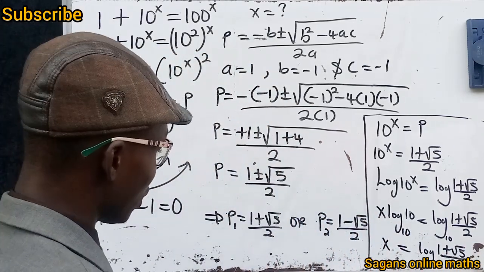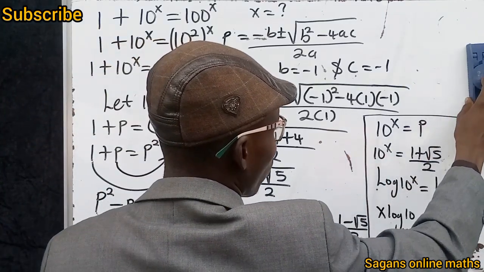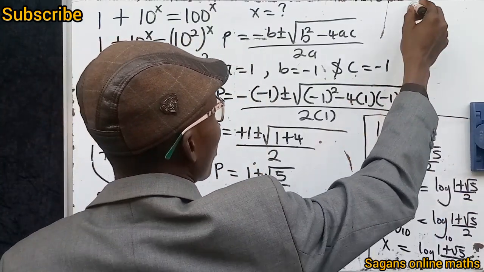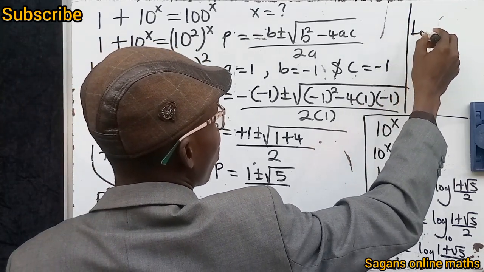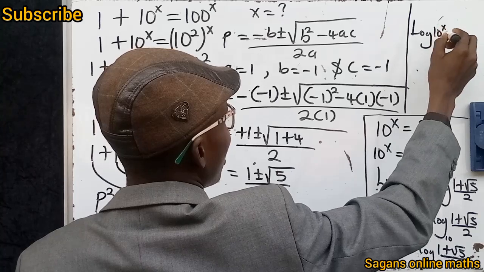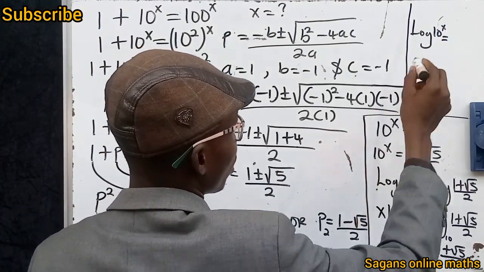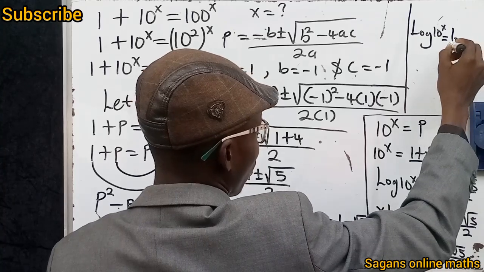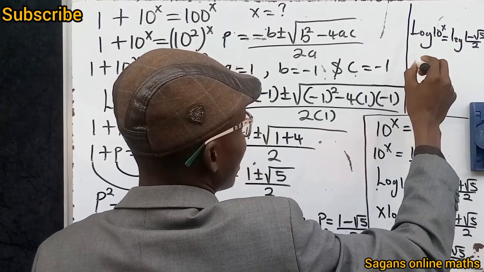We can also use this to find the value of x. Let me not clean anything, let me just use the upper side. You can also use this. So taking log of both sides, log of 10 raised to the power of x equals, now let's take the other piece, 1 minus root 5 divided by 2, the log of 1 minus root 5 divided by 2. And this will give us x.